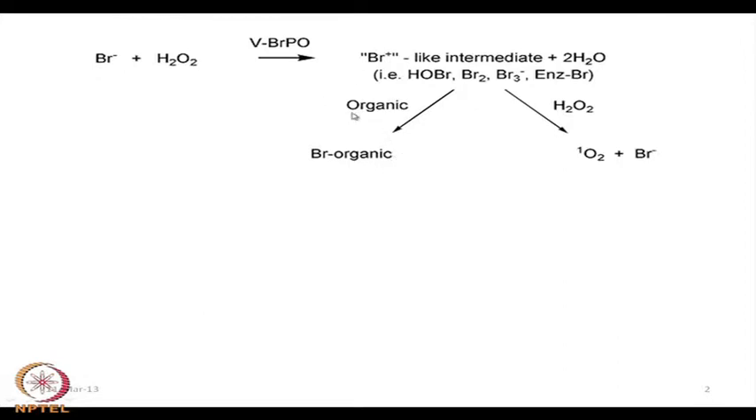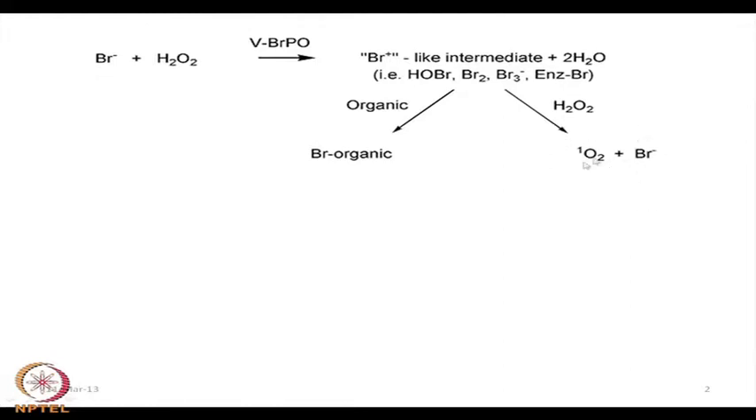So, when substrate is present, we will definitely get the corresponding brominated derivative of the substrate. And in this particular case, when this substrate is not present and we have more hydrogen peroxide as well as water, we can generate singlet oxygen from the reaction system. So, basically this is also a conversion.